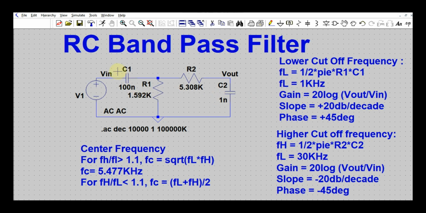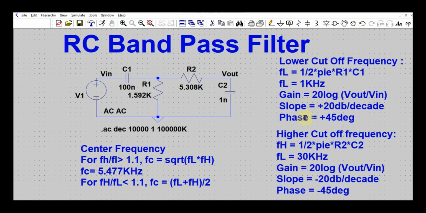This is the behavior of the high pass filter C1 and R1. The gain of this high pass filter is given by 20 log V out divided by V in. The slope of this high pass filter, as we have already seen in the previous video, is 20 dB per decade.